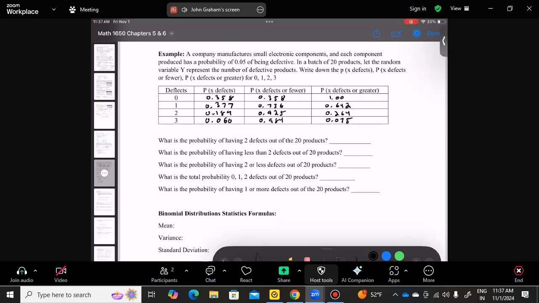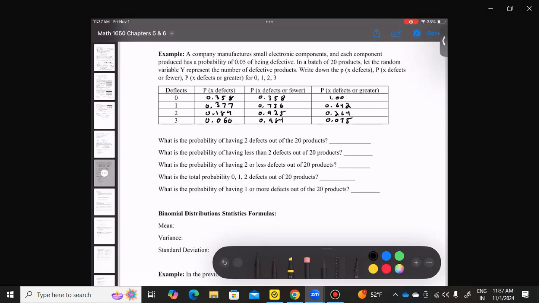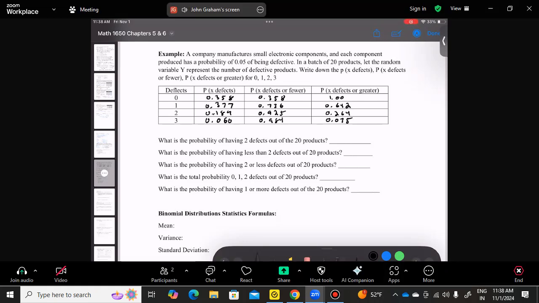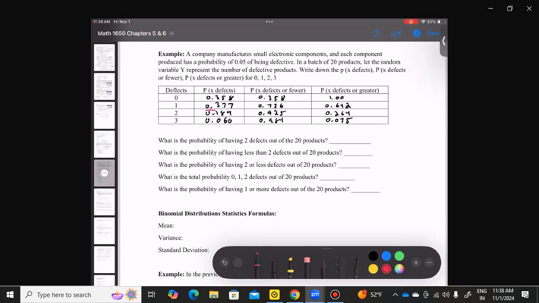Alright, so I have them all written in. Of those 3, you don't always have to write all of them out. Usually we're just concerned with whatever we're looking at to solve the problem. So what is the probability of having 2 defects out of 20? Now this is asking for exactly 2, and so we use the first column and we see that it's going to be 0.189, or we can write this as 18.9%.